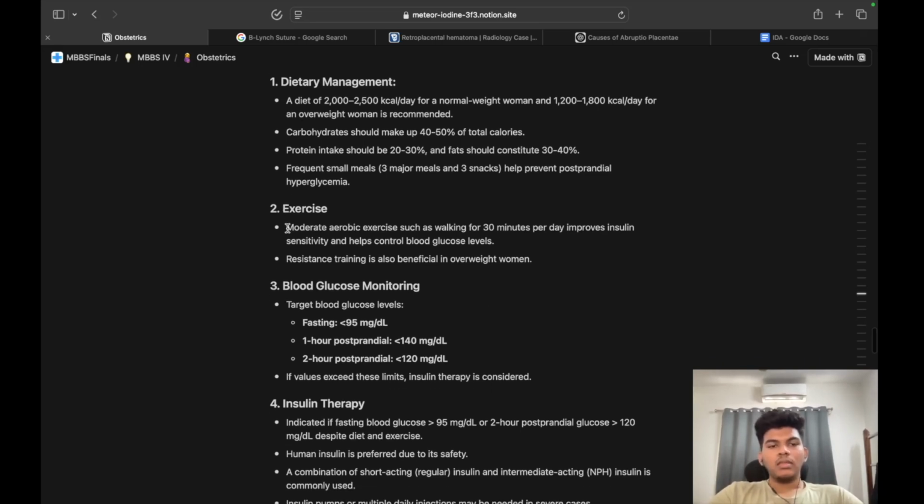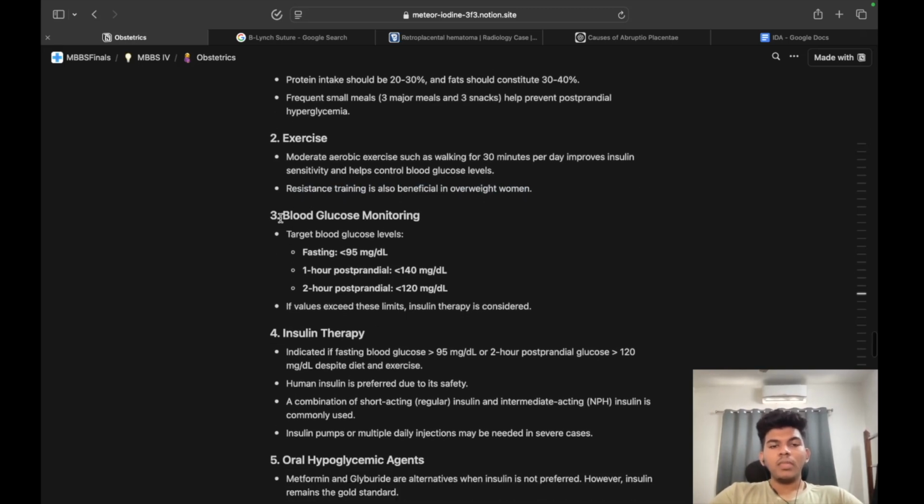Coming to exercise, moderate aerobic exercise such as walking 30 minutes per day improves insulin sensitivity and helps control blood glucose levels, which is self-explanatory. Resistance training, such as weightlifting, is also beneficial in overweight women.